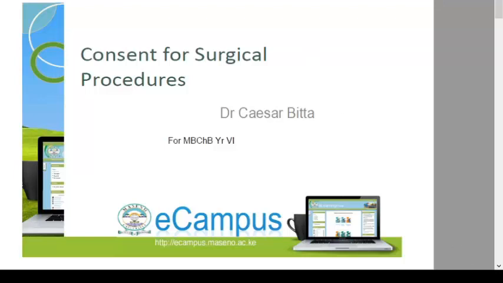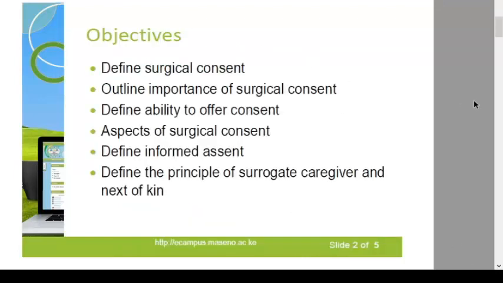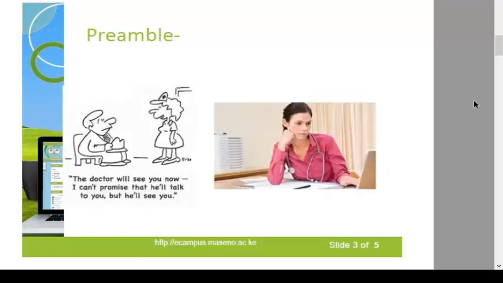Maseno University. The objectives of the lecture will be, 1, to define what surgical consent is, outline the importance of surgical patient consent, define the ability of a client or a patient to offer consent, discuss 3 aspects of surgical consent, define what informed consent is, and then briefly define the principle of surrogate caregiver and next of kin.